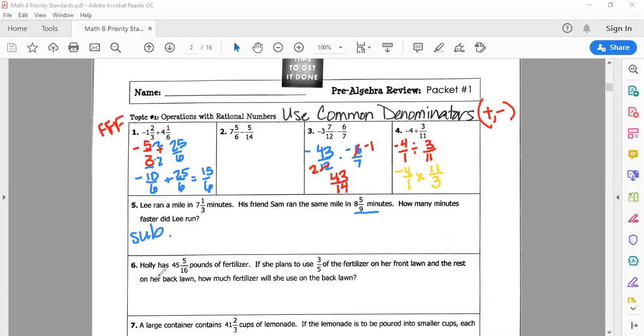Number 6, Holly has 45 5/16 pounds of fertilizer. If she plans to use 3/5 of the fertilizer on her front lawn, and the rest on her back lawn, how much fertilizer will she use on the back? That's another subtraction problem. Take out the stuff for the front lawn, and that's what she's going to use for the back lawn. Okay, make sure you have this written down because I have to actually erase it before I can scroll up and we can look at the bottom part of the page.